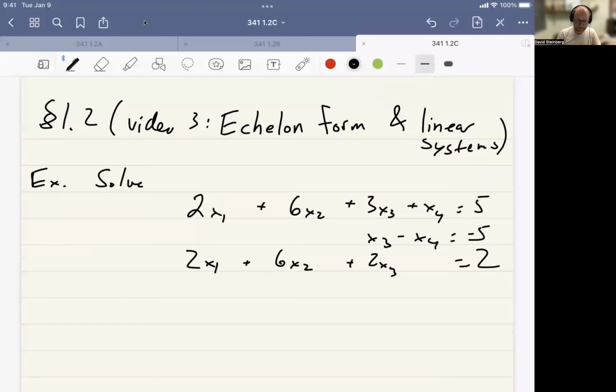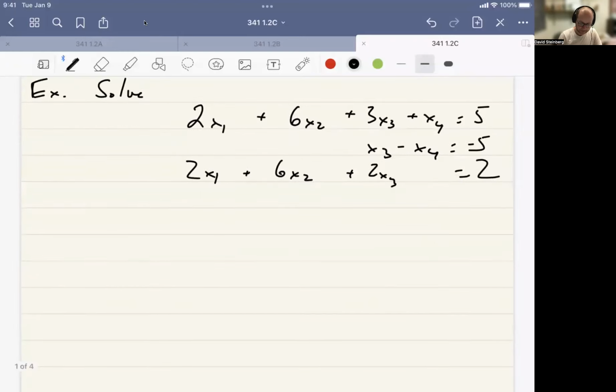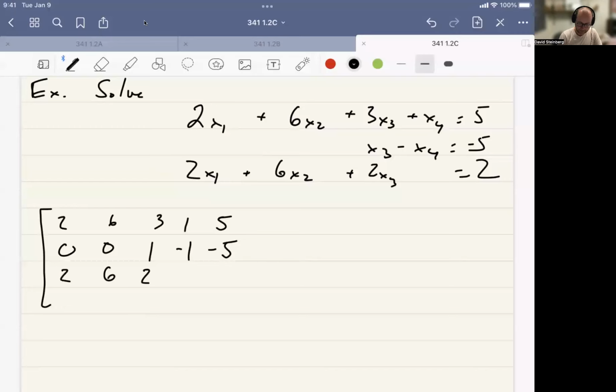Okay, as always, the first thing we want to do is get the augmented matrix. So let's do that. 2, 6, 3, 1, 5; 0, 0, 1, -1, -5; 2, 6, 2, 0, 2. Okay, so we've got a non-zero entry in this top left corner. That'll become our pivot, and we'll use this value to make zeros below it. So let's do what? Row 3 gets sent to row 3 minus row 1.